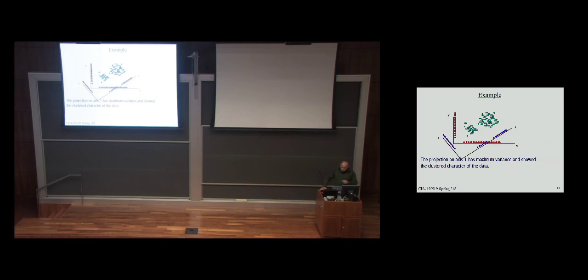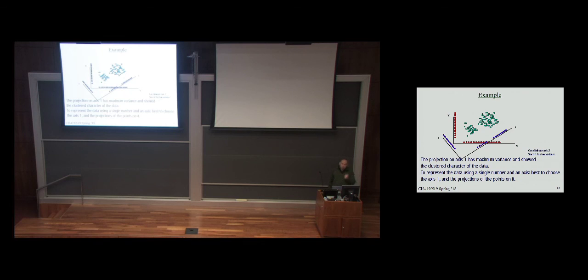So now we have to do a little bit of math to explain exactly how we do it. But we want to keep this example in mind, because this example shows us that we can eliminate axis 2 because it has low variance. We just showed before that low variance means low error in our approximation, in our reconstruction of the data. Okay, so this is a summary of what we've done. The projection on axis 1 has maximum variance, and it gives us the clustered nature of the data.